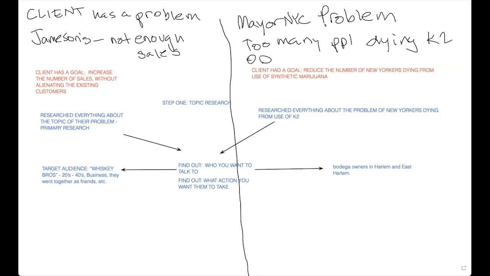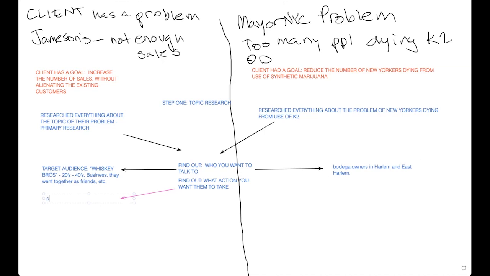I could talk to these people and tell them to do this, and that would help the client reach their goal. So remember, you get two things out of that first step of topic research. You get one, who you want to talk to, your target audience. Now let's move on to the second thing. What action do we want our audience to take that'll help achieve our client's goal?